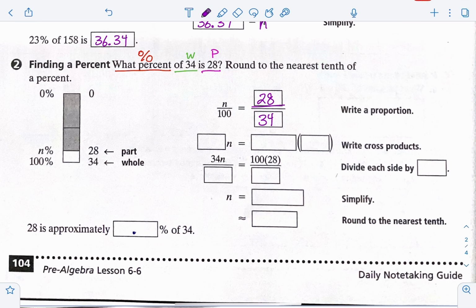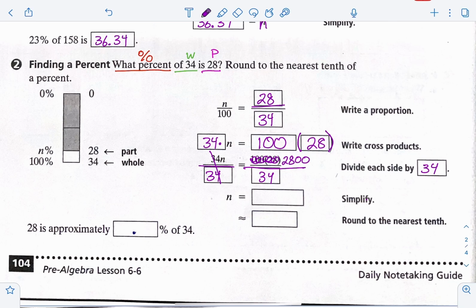Now we're going to do our cross products. So we have 34 times n, and we have 100 times 28. Okay, 34 times n gives me 34n. 100 times 28 gives me 2,800. To get the n by itself, we need to divide by 34 on both sides, because then we can cross off the 34s and we just have an n.